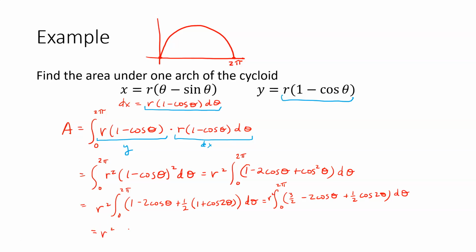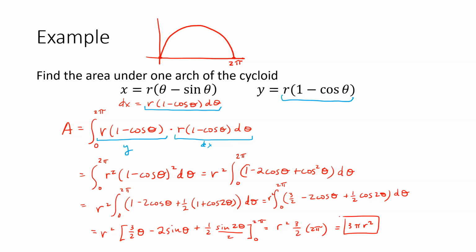So finally integrating now, we get 3/2 theta minus 2 sine theta plus 1/2 sine 2 theta over 2. And then evaluating from 0 to 2 pi. I noticed that here sine of 2 pi, sine of 2 times 2 pi, those are both 0. So we're just left with r squared times 3/2 times 2 pi, which gives me 3 pi r squared. Okay, so there's the area inside one arch of our cycloid curve.